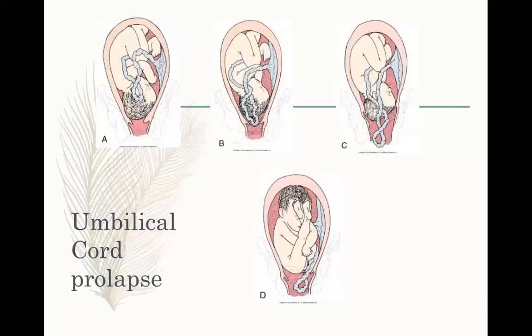Because if we're not relieving the pressure off that cord, the baby has less than 5 minutes before significant neurological damage occurs. We can usually get a baby out within 5 minutes, but it's going to be a much safer C-section, and the baby will do much better with the pressure being relieved off the cord.